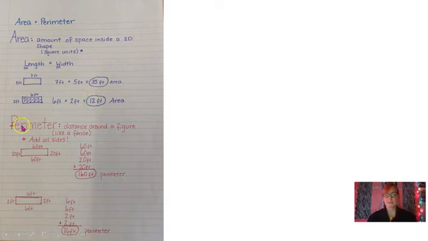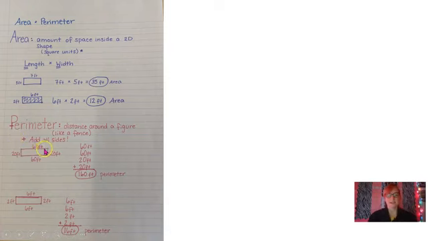The perimeter of an item is the distance around a two-dimensional figure. So this could be a fence, a border, or the rim of an object, which is inside the word perimeter. It has the word rim right here. Our formula for finding the perimeter is to add all of our sides.